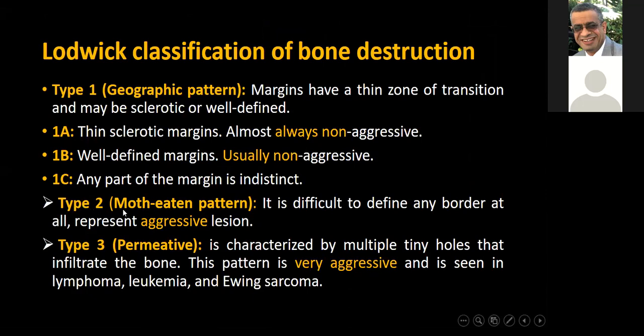Type 2 is the moth-eaten pattern. It's difficult to define any border of the lesion at all. It represents an aggressive lesion. And you have type 3, called the permeative type. There are multiple tiny holes that infiltrate the bone. This type is very aggressive and seen in leukemia, lymphoma, and Ewing sarcoma.